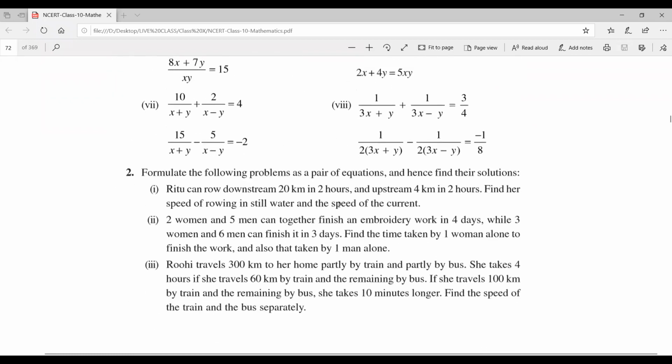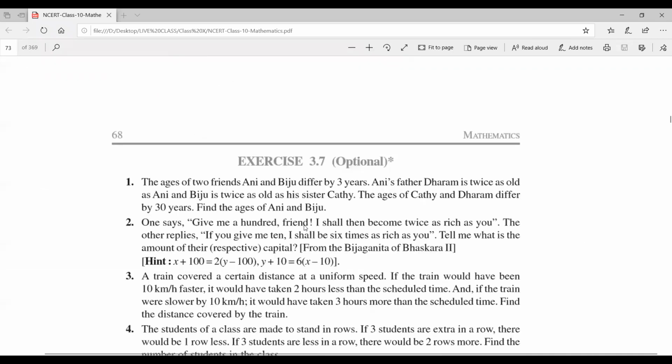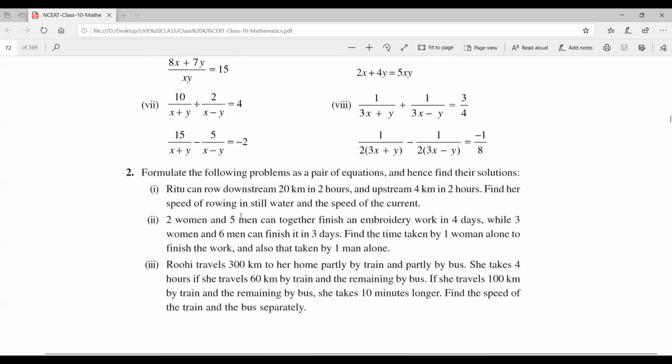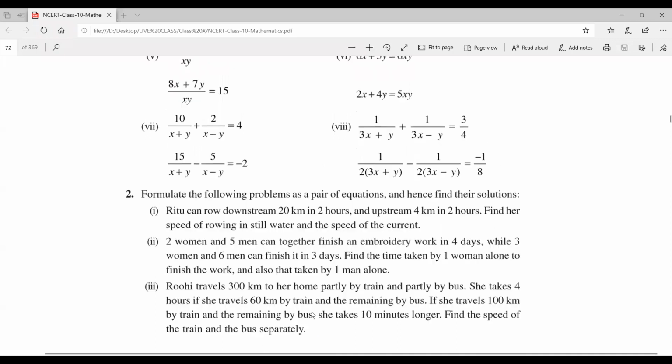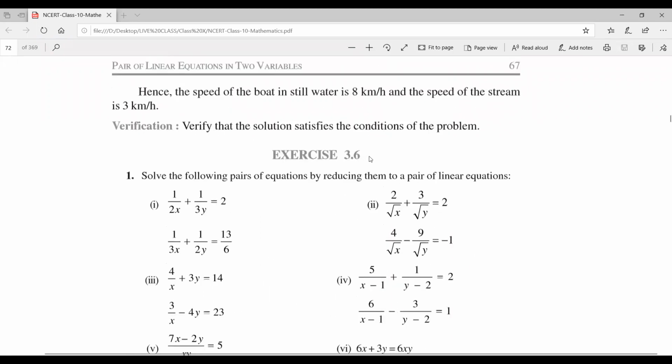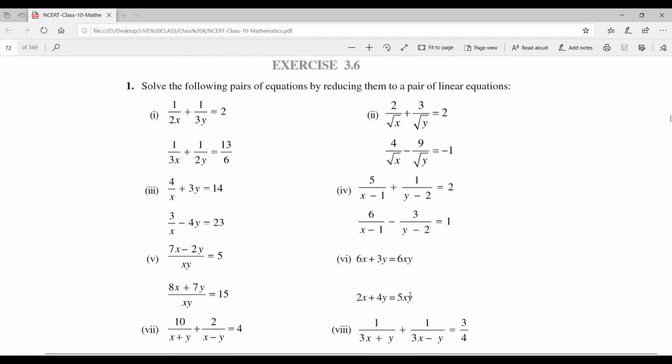Then we will have questions based on applications only. In the next class, we are going to discuss mainly the different types of questions based on applications, like downstream and others. So you can go through all these exercises up to exercise 3.6, because we have discussed almost all types of questions. If you find any doubt, you can just mark that question and ask in the next class.